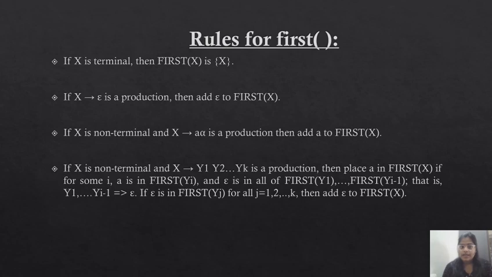if for some i, a is in FIRST of Yi and epsilon is in all of FIRST of Y1 up to FIRST of Yi minus 1, that is Y1, Y2, and so on up to Yi minus 1 tend to epsilon. So if epsilon is in FIRST of Yj for all j equal to 1, 2, and so on up to k, then add epsilon to FIRST of x.